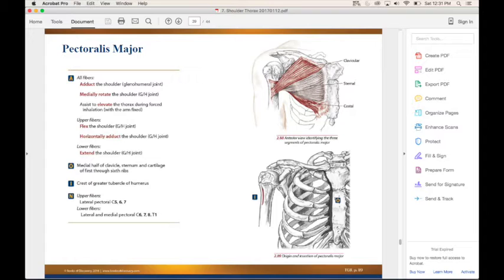Pectoralis major. Originates medial half of the clavicle, sternum and cartilage of 1st through 6th ribs. Inserts crest of the greater tubercle of the humerus. Actions: all fibers adduct the shoulder, medially rotate the shoulder, assist to elevate the thorax during forced inhalation with the arm fixed. Upper fibers flex the shoulder, horizontally adduct the shoulder. Lower fibers extend the shoulder.